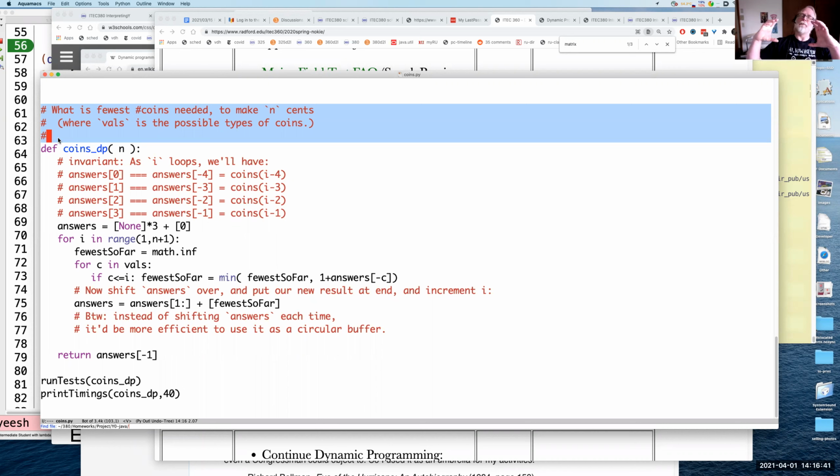You don't want to read a paragraph about, hey, we use Newton's method with an incremental step size of 1 times 10 to the minus 35, and so on. No, you don't care about how it computes the square root. If you do, go look at the source code and the comments inside it. But your purpose statement is just, hey, this function returns the square root, or in this case, coins_dp returns the number of coins needed to make n cents of change.